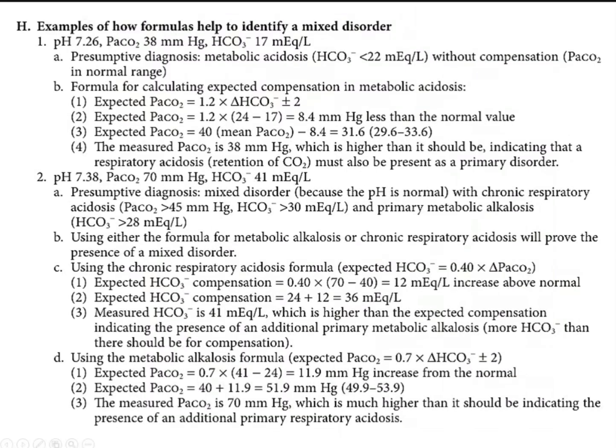And finally, how do you identify mixed disorders? So you have expected PaCO2 is 1.2 into the change in bicarb plus minus 2. So again, when there is a difference in expected and observed values, the measured PaCO2 is 38, which is higher than it should be. The calculated value of partial pressure of CO2 was 31, which indicates that there is a respiratory acidosis or retention of CO2. That means this is present as a primary disorder.